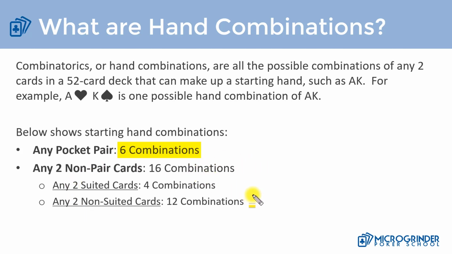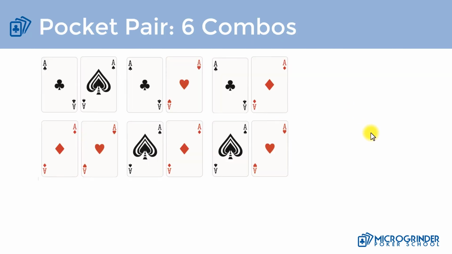If you're not dealt a pocket pair, you're dealt a non-paired hand, and a non-paired hand such as Ace King can be made up a total of 16 different ways. If it's suited, it can be made up 4 different ways, and if it's off-suit, it can be made up 12 different ways. Don't worry, we're going to talk about the importance of combinatorics on slide 6, but before we do, I want to make sure you understand what they are.